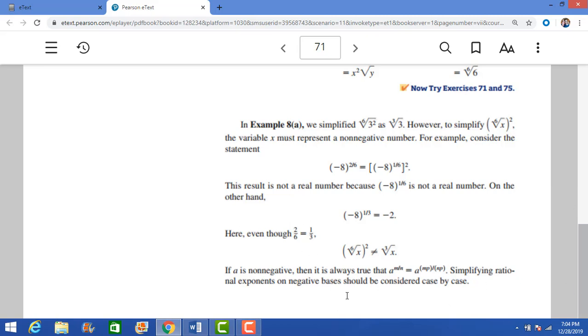Okay, so now if a is non-negative, then it's always true that this is going to be the case. And then we can simplify it with no problem.